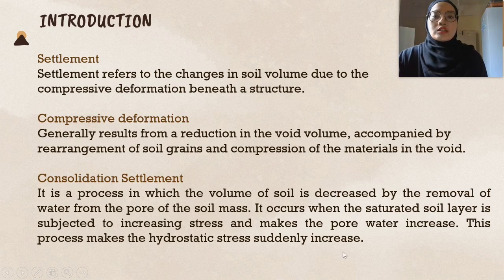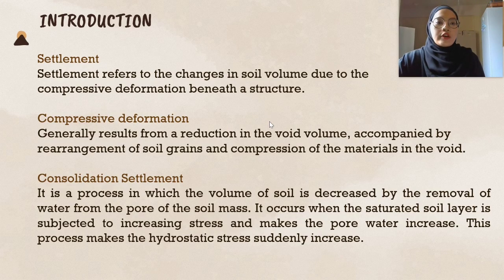Settlement refers to the changes in soil volume due to the compressive deformation beneath the structure. Compressive deformation generally results from a reduction in the volume occupied by the arrangement of soil grains and compression of the material in the void. Consolidation settlement is a process in which the volume of soil is decreased by the removal of water from the core of the soil mass. It occurs when the saturated soil layer is subjected to increasing stress, which makes the pore water pressure increase. This process makes the hydrostatic stress suddenly increase.